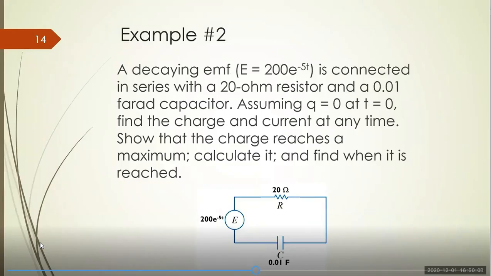Example number 2: a decaying EMF which has a value of 200e to the negative 5t is connected in series with a 20 ohm resistor and a 0.01 farad capacitor. Assuming Q is equal to 0 at t equals 0, find the charge and current at any time. Meaning, you're asked to solve for Q as a function of time and probably I as a function of time. Show that the charge reaches a maximum, calculate it, and find when it is reached.